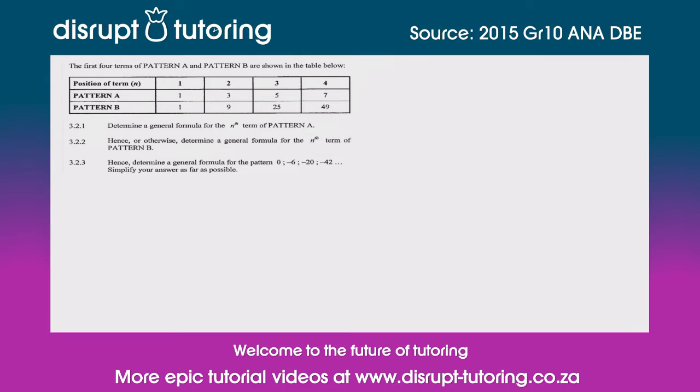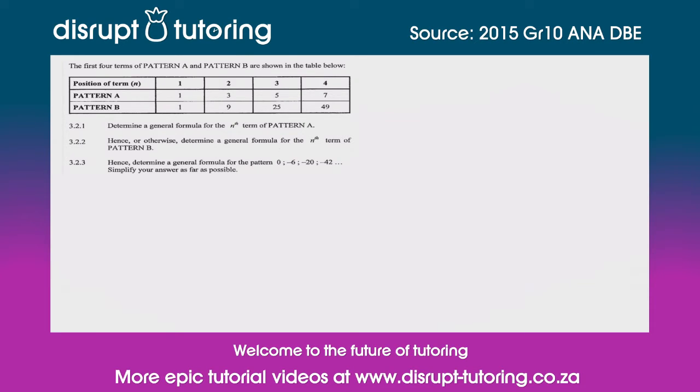Today we're going to deal with a number pattern question, and with that in mind, let's dive straight into it. So they've given us this table, and they've said the first four terms of pattern A and pattern B are shown in the table below. We've got position of terms, so 1, 2, 3, 4. We've got pattern A, which is 1, 3, 5, 7. And then we've got pattern B, 1, 9, 25, 49.